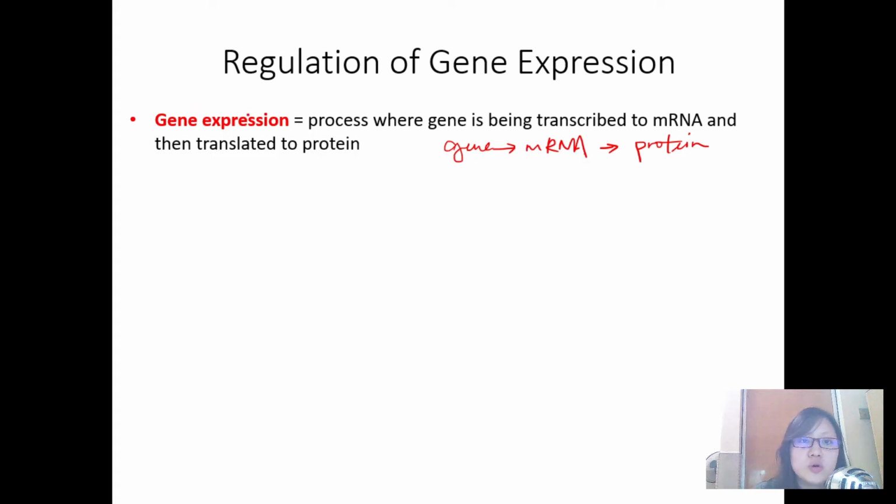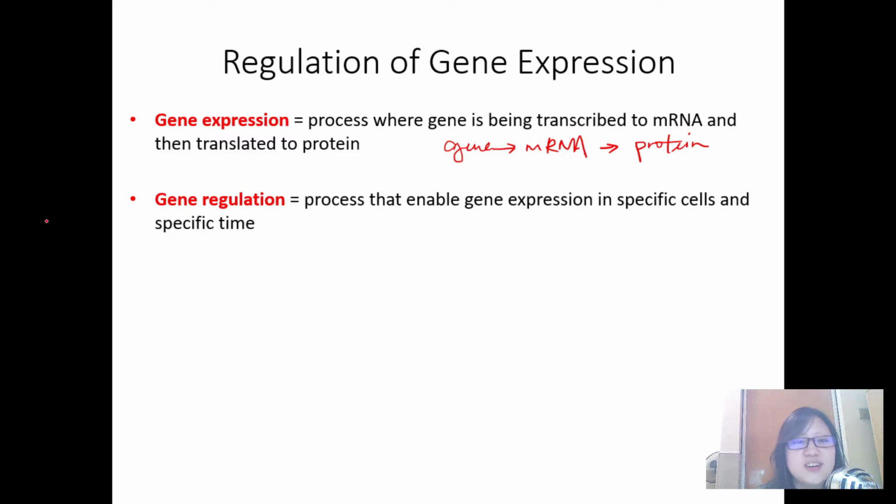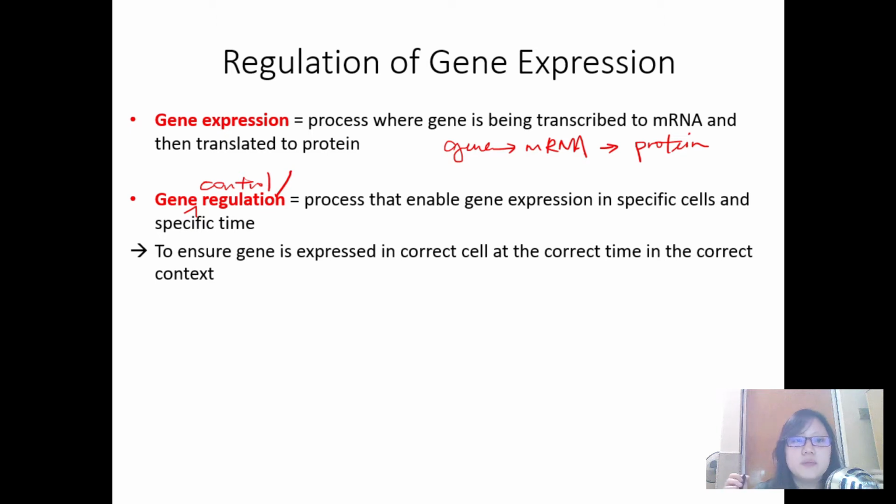But the control, the regulation of gene expression is called gene control or gene regulation. Same thing, okay? It's basically the process that enables gene expression in specific cells at a specific time. In other words, it is to ensure that the correct gene is expressed in the correct cell, at the correct time, and in the correct context. You need to have all of that right in order for the cell to function.